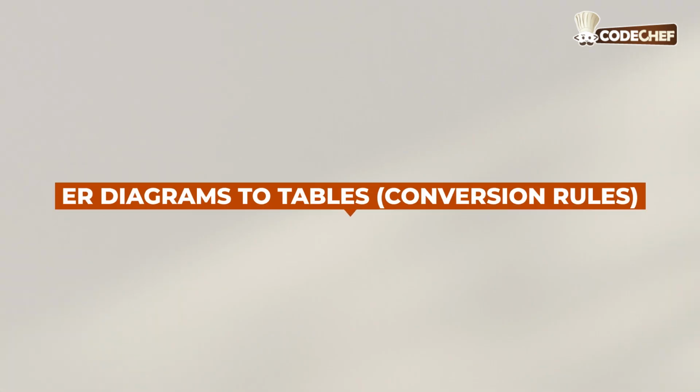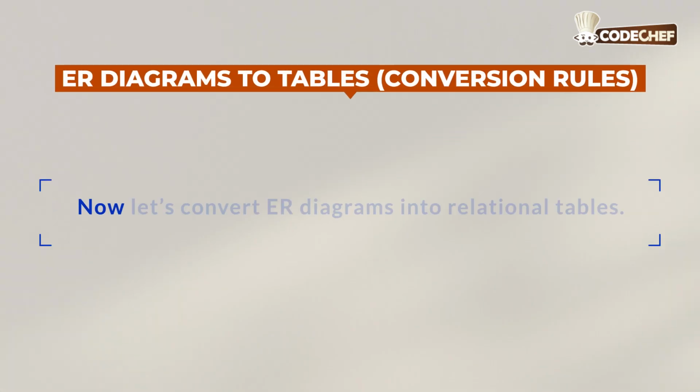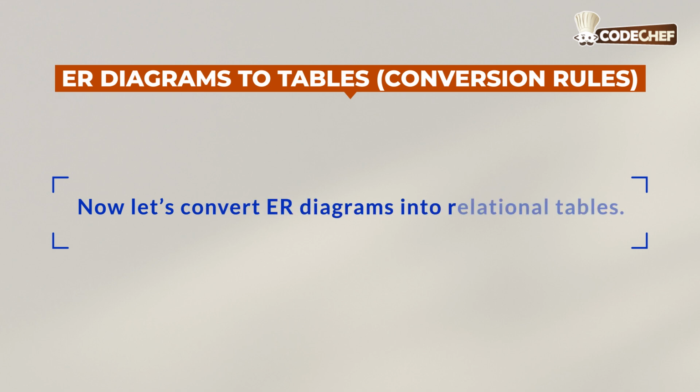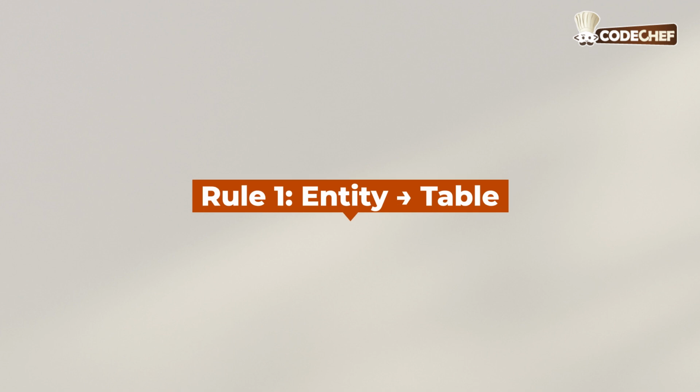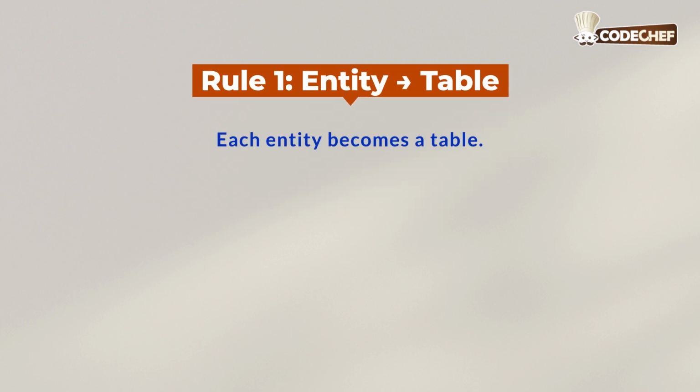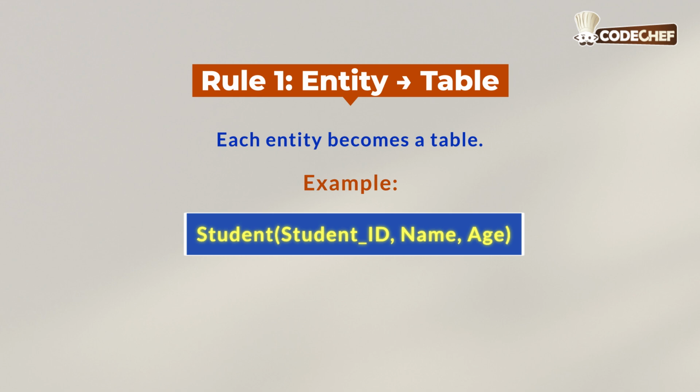ER diagrams to tables, conversion rules. Now let us understand how we can convert ER diagrams into relational tables. Rule 1. Entity becomes table. So each entity becomes a table. For example, student, then in brackets, student ID, name, age. This means the entity is student. And what are the attributes of this entity? Student ID, name and age. Using these attributes, we can make a table for the entity student.